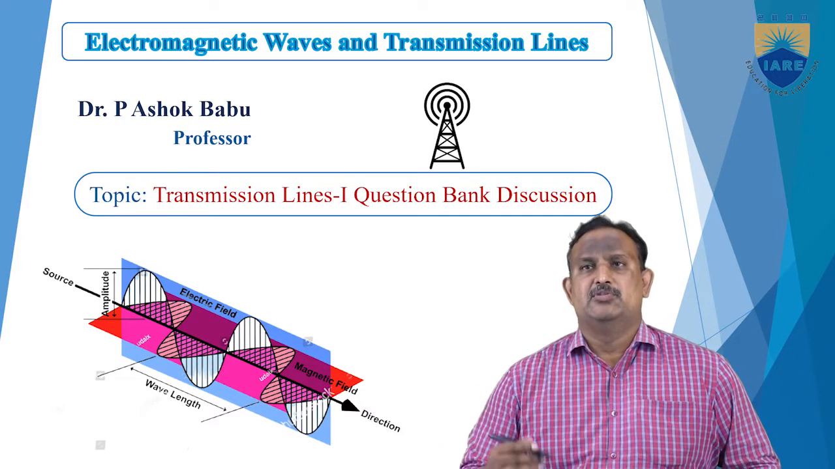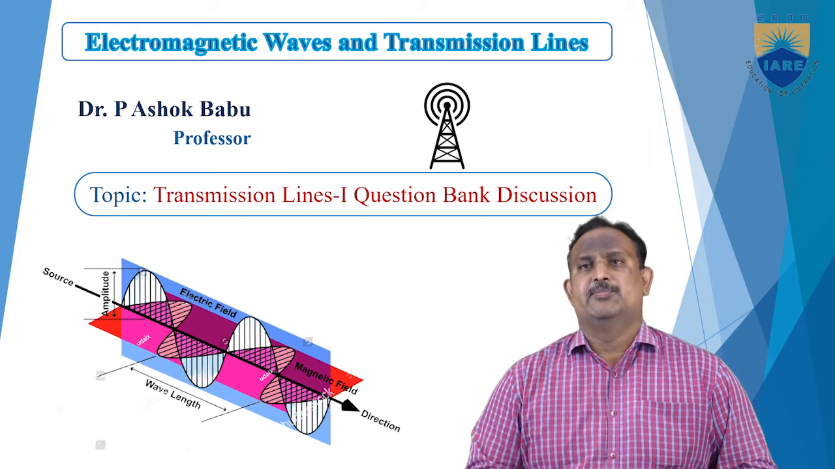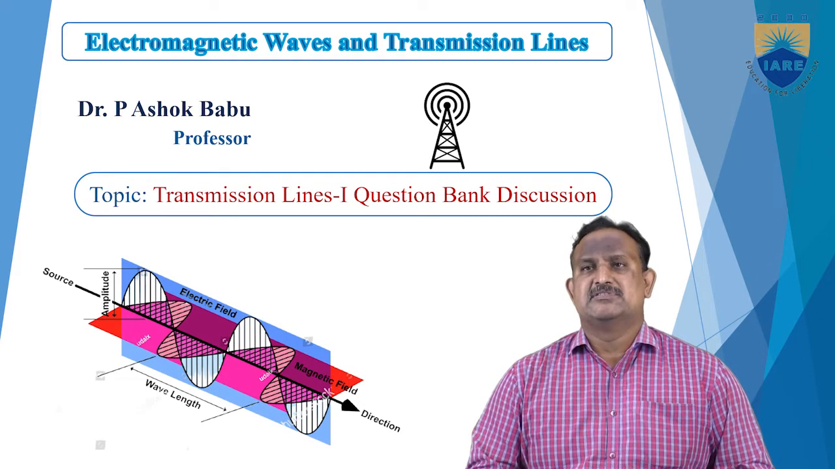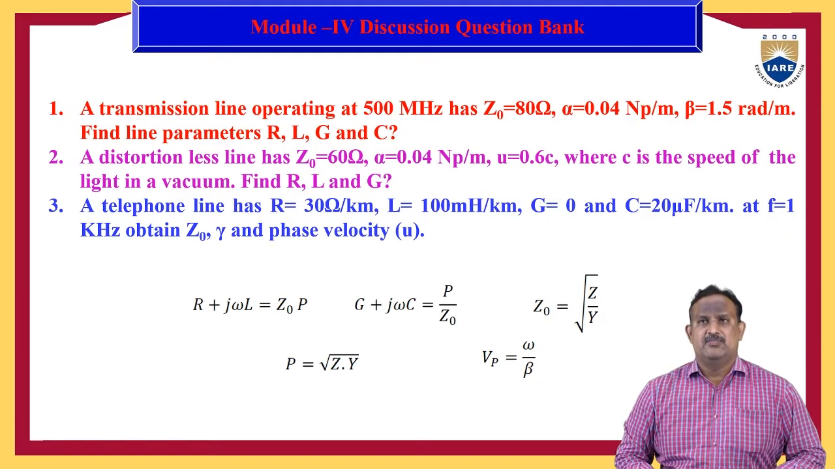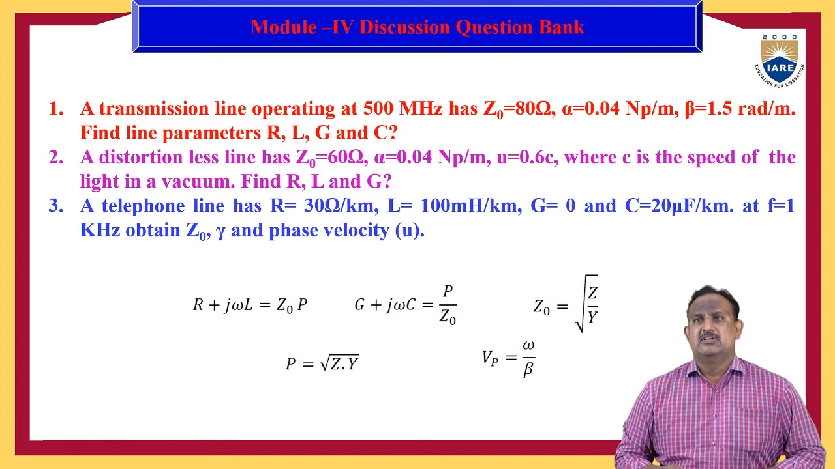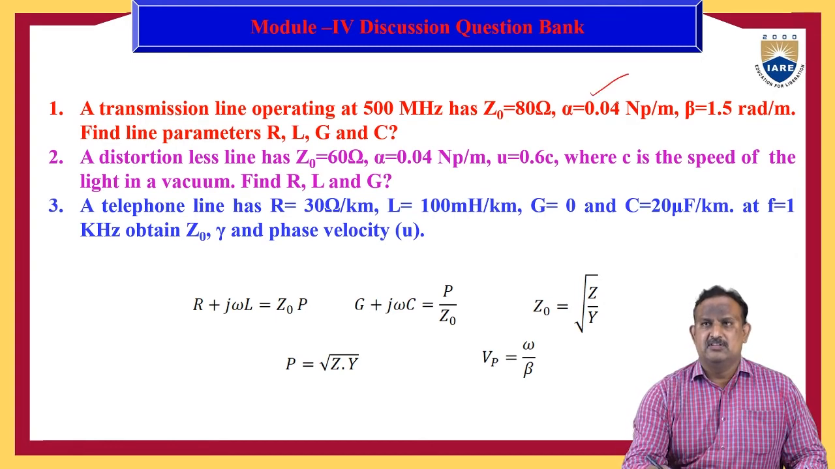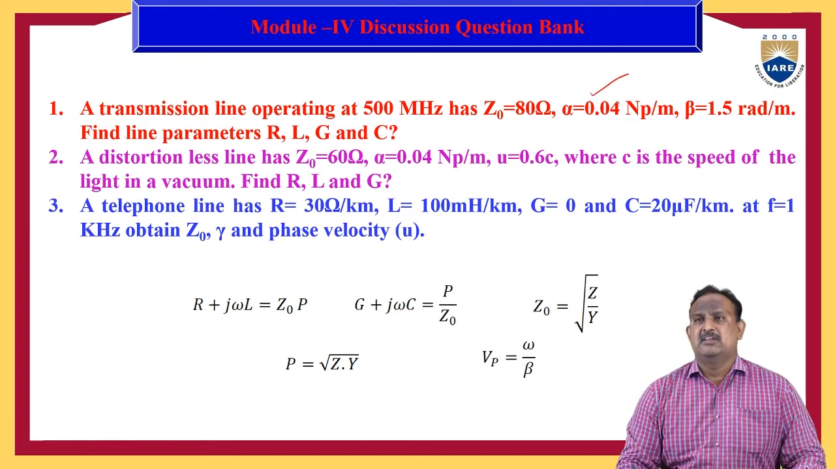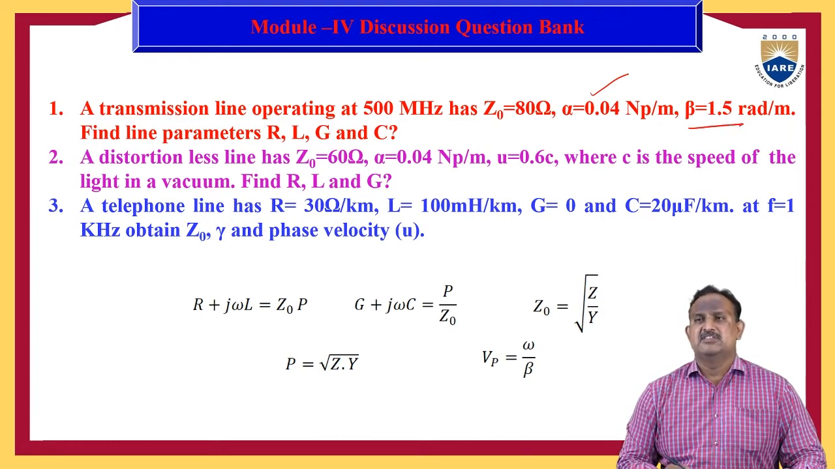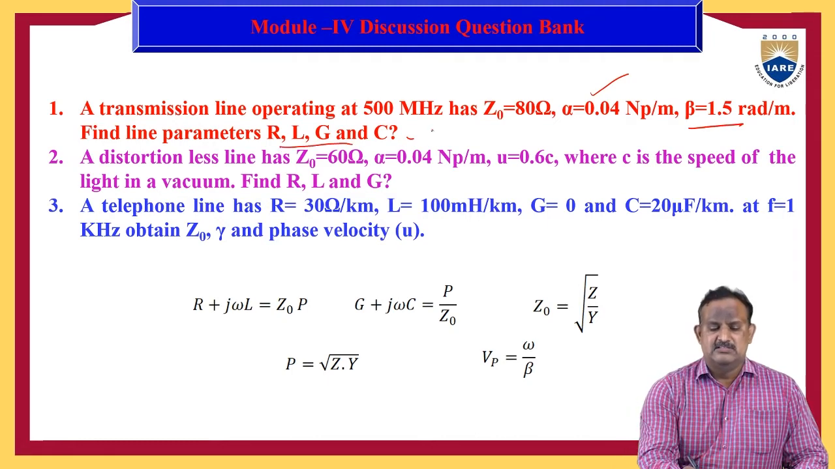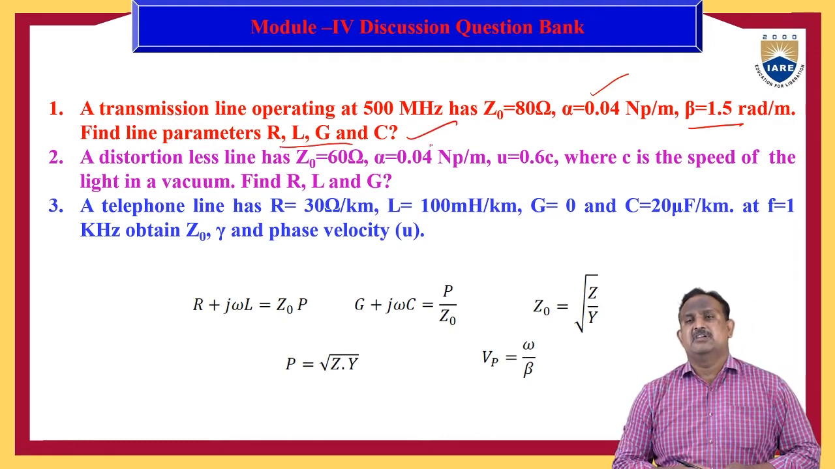So in this video, I'm going to discuss some important problems in transmission line 1. The first problem is a transmission line operating at a frequency of 500 megahertz, which has Z0 equal to 80 ohms, attenuation constant alpha given as 0.04 nepers per meter, and phase constant beta given as 1.5 radians per meter. Find the parameters R, L, G, C. We need to find the primary constants of a transmission line.